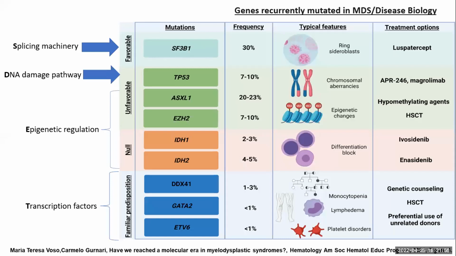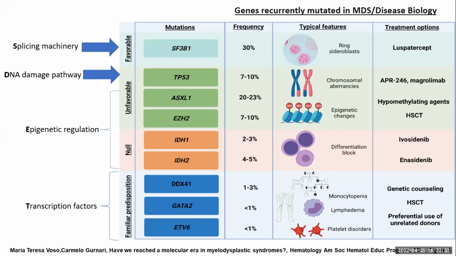This is just to summarize the last picture that I showed, looking at the various mutations, their effect on prognosis and their frequency. For example, SF3B1, which we said is associated with a good prognosis, appears in about 30% of patients and is usually associated with the presence of ring sideroblasts. Usual treatment includes drugs like luspatercept, which is an erythroid maturation agent.